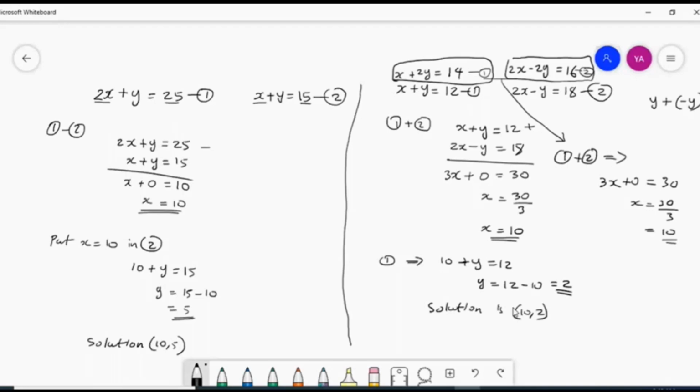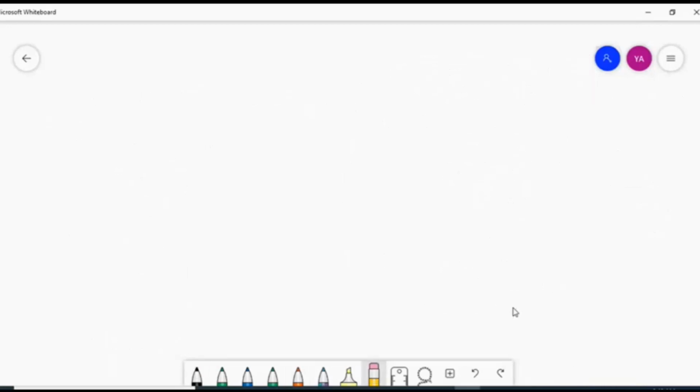Here, the coefficients of one of the variables will be equal, or the coefficients will be equal but the signs opposite. Second case we will discuss now. The second type is like this. One equation is 2x plus 3y is equal to 17. Second equation is x plus y is equal to 7.